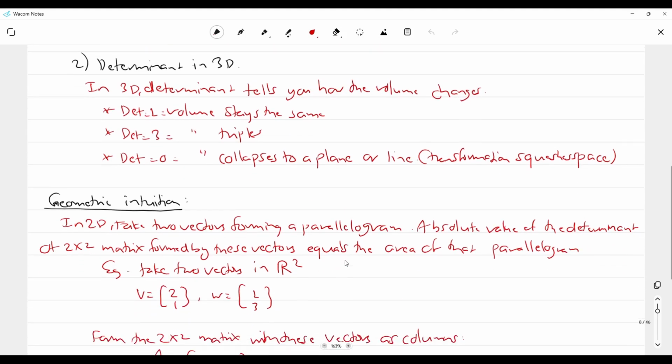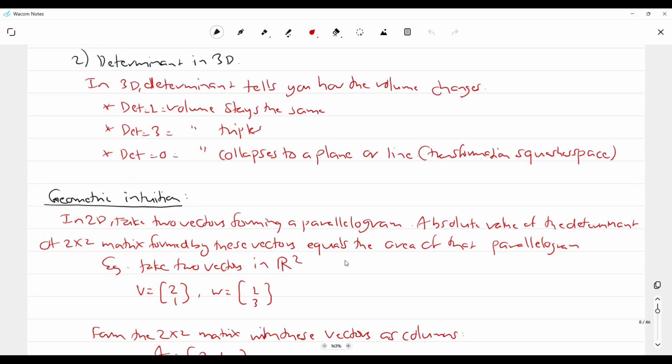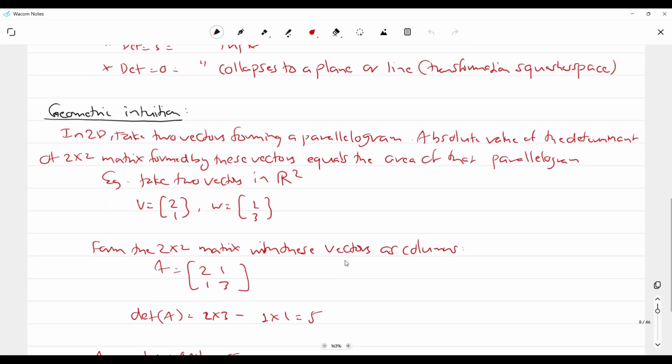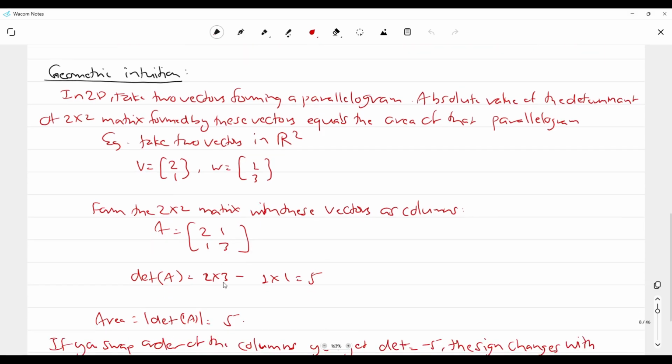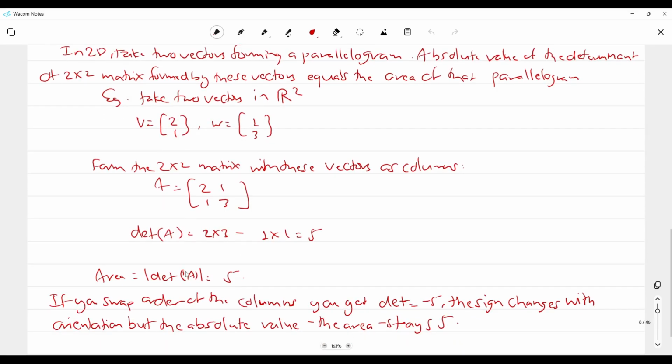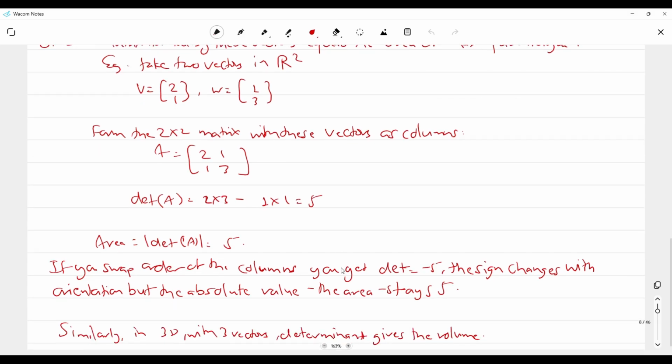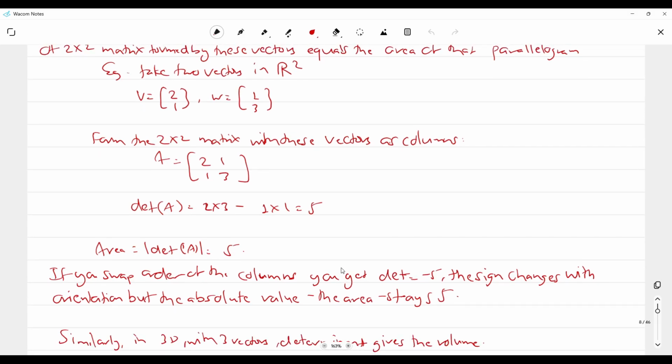Here is a very nice geometric way to picture it. In 2D, if you take two vectors forming a parallelogram, the absolute value of the determinant of the 2 by 2 matrix formed by those vectors equals the area of that parallelogram. Similarly, in 3D, if you take three vectors forming a parallelepiped, then the same value gives you its volume. So, the determinant is basically the measure of space scaling under your linear transformation.